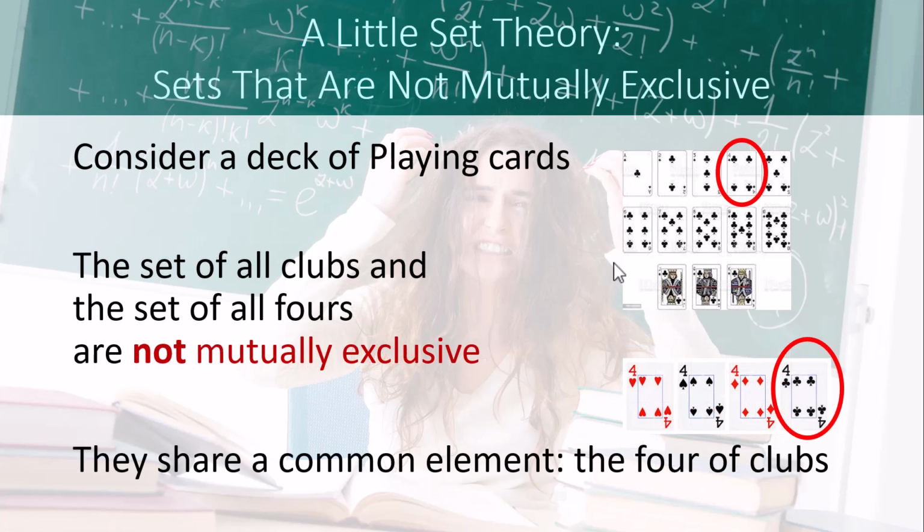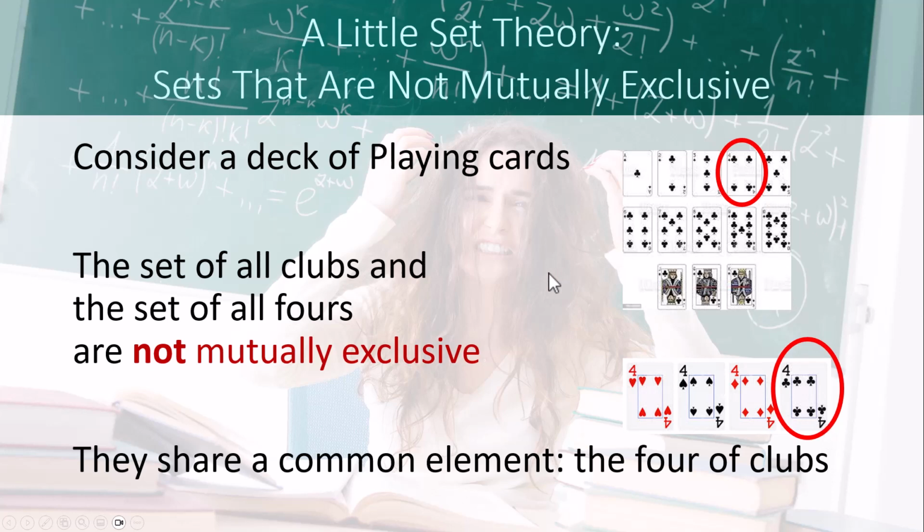All right, next. Here's an example of two sets that are not mutually exclusive. Here I have a deck of playing cards. This one is the set of all clubs. This one is the set of all fours. Notice that they share a common element. There it is, 4 of clubs. These are not mutually exclusive.